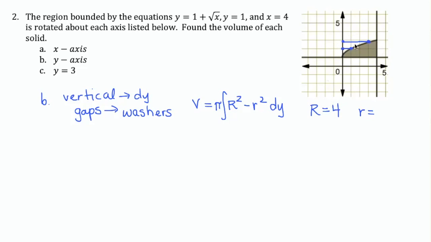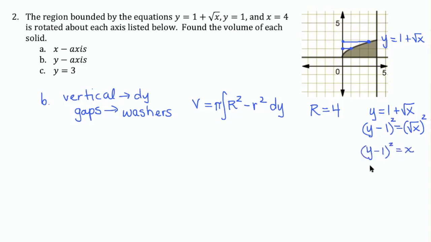These points are located on the function y equals 1 plus square root of x. However, I would not want to just put that in for my little r, because then when I go to my formula, I'm going to introduce an x in my dy integral. So this is a situation where I need to take this equation and solve it for x. So I'm going to subtract 1, and then I'm going to need to square both sides. So I get (y minus 1) squared equals x. And that will be my little radius.